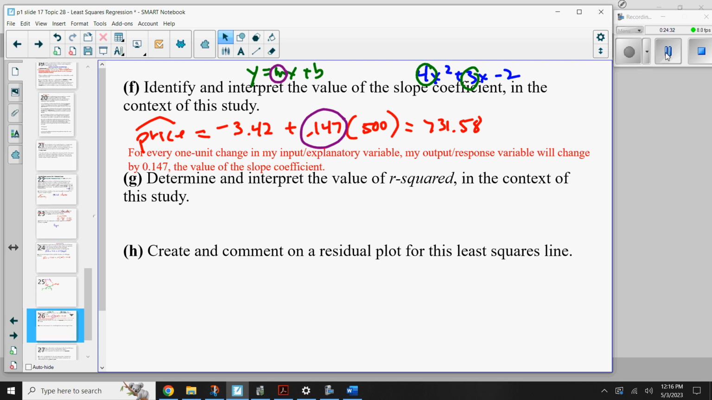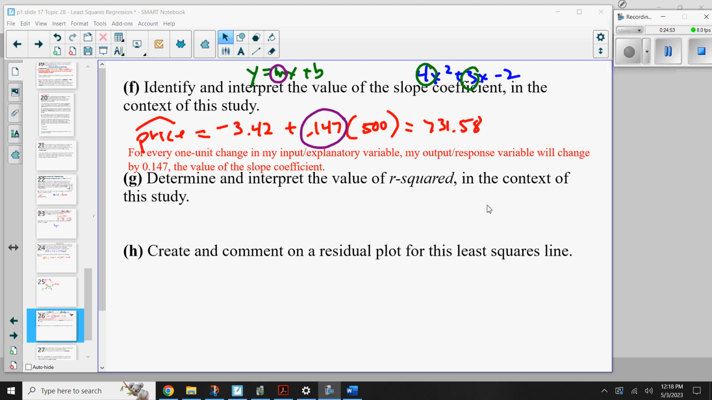Sorry for that long pause. I've written it out here. For every 1 unit change in my input explanatory variable, my output response variable will change by 0.147. That is the value of the slope coefficient. Again, sorry for that long pause.